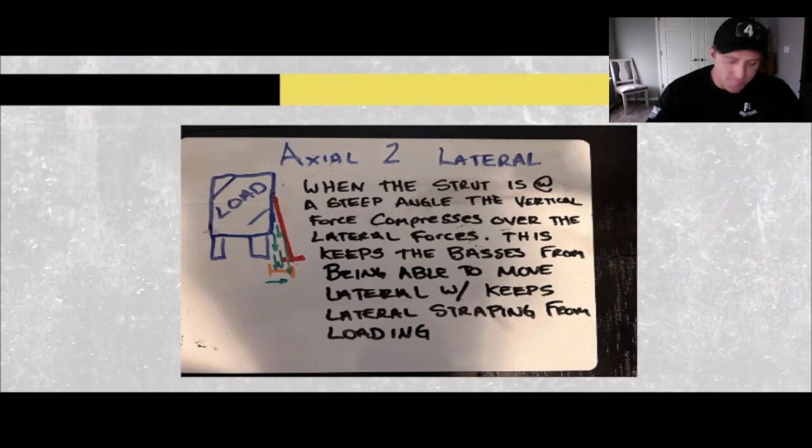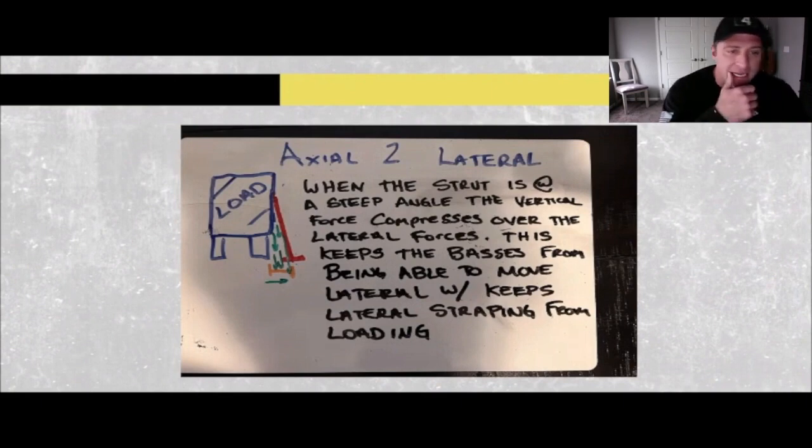When the strut starts moving at angles, we start putting it out, that force is still there. And what we're looking at is, when the strut is at a steep angle, the vertical force compresses over the lateral force. This keeps the base from being able to move laterally, which keeps lateral strapping from loading.